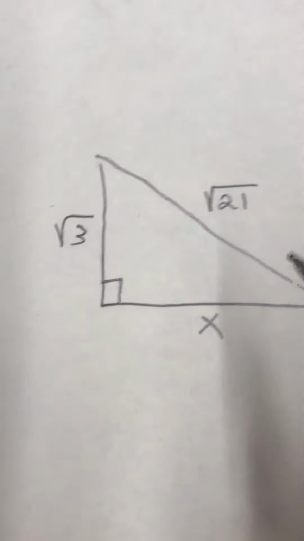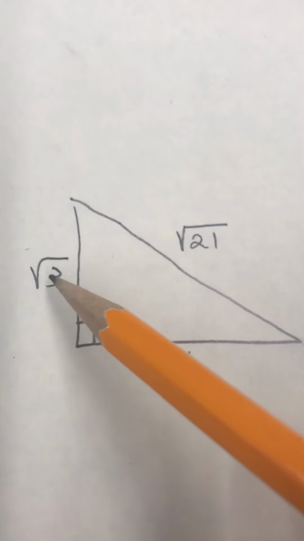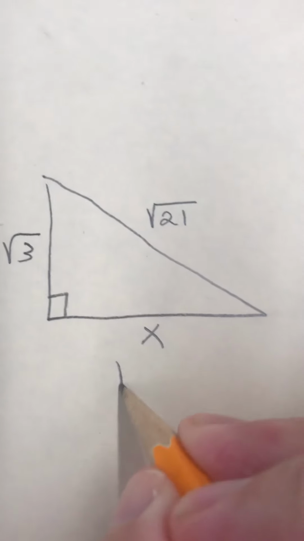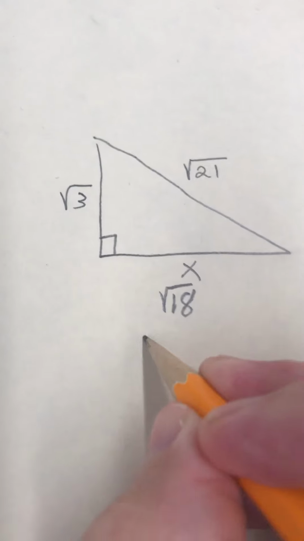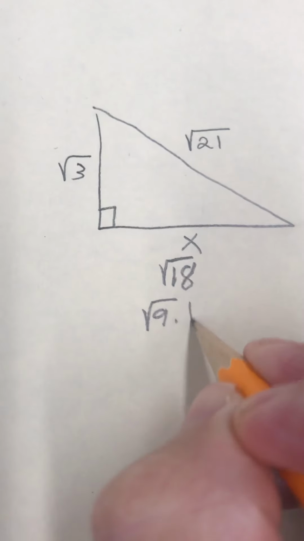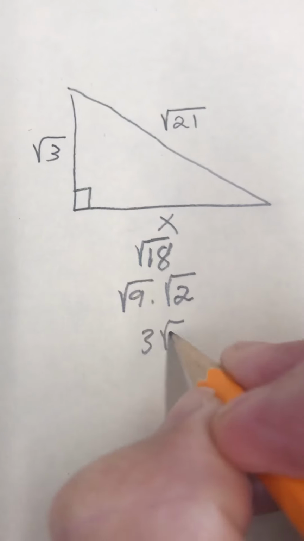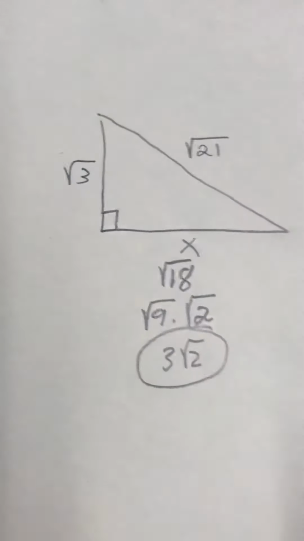Last sample problem here. I kept the 21 and the 3, but now I put the 21 on the hypotenuse and the 3 there. That means you have to subtract them. So you get radical 18. That also breaks down, but this should break down into radical 9 times radical 2. And that gives you 3 radical 2 as a final answer. Again, partial credit, full credit.